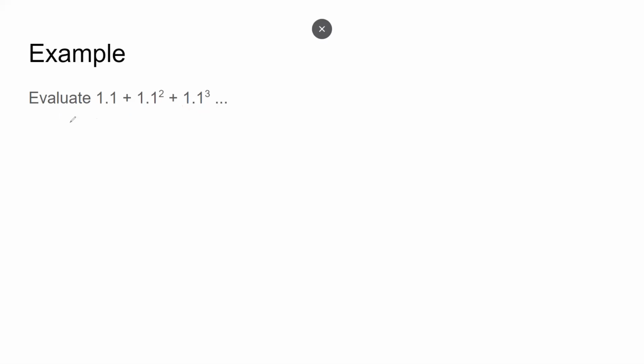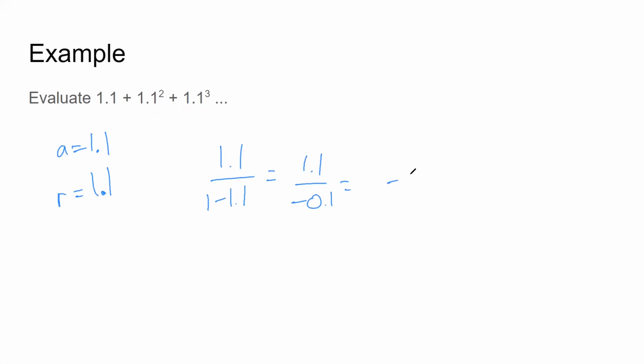So let's look at this. We have 1.1 plus 1.1 squared plus 1.1 cubed, dot dot dot. Our first term is 1.1, and our ratio here is also 1.1. So then we can do a over 1 minus r to get 1.1 over negative 0.1, which is going to give us negative 11, right? And then immediately you look at this and say, wait, this doesn't make any sense, because these are all positive numbers, and you can't add up a bunch of positive numbers and get a negative number, can we? The answer is no, you can't.